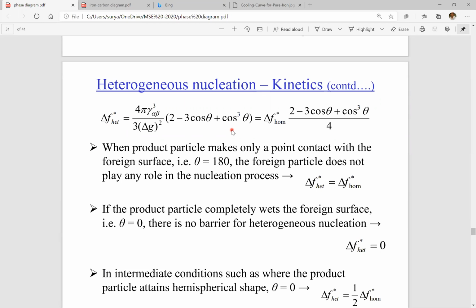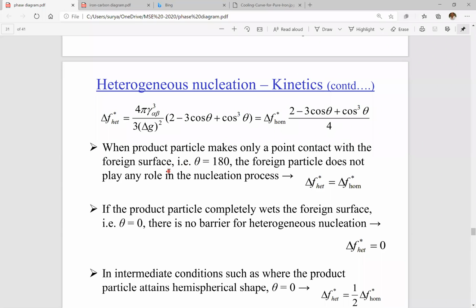We find that del F heterogeneous, the free energy of the heterogeneous process, is del F homogeneous times (2 minus 3 cos theta plus cos cubed theta) by 4. This is also the relationship between the heterogeneous and homogeneous nucleation processes. Del F heterogeneous equals del F homogeneous times (2 minus 3 cos theta plus cos cubed theta) by 4.